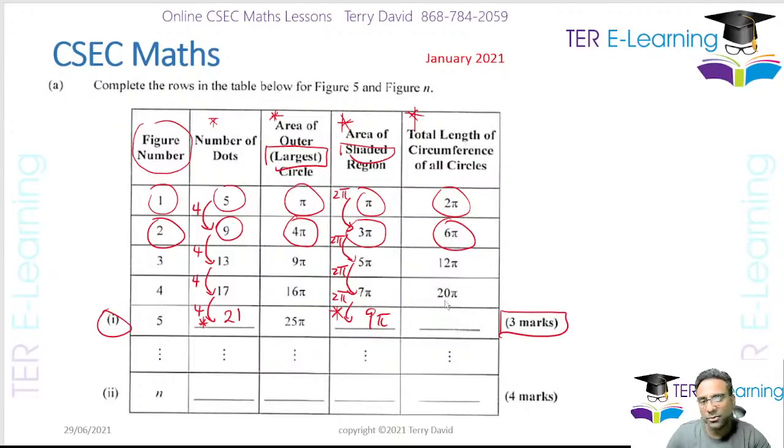You're going 2, 6, 12, 20. So from here to here, now we're just trying to figure out if there's a pattern, right? So 2 pi, we increase them by 4 pi. Then you increase by, how much is this here? 6 pi, right? Then you increase by 8 pi, right? What am I going to get as my answer there?